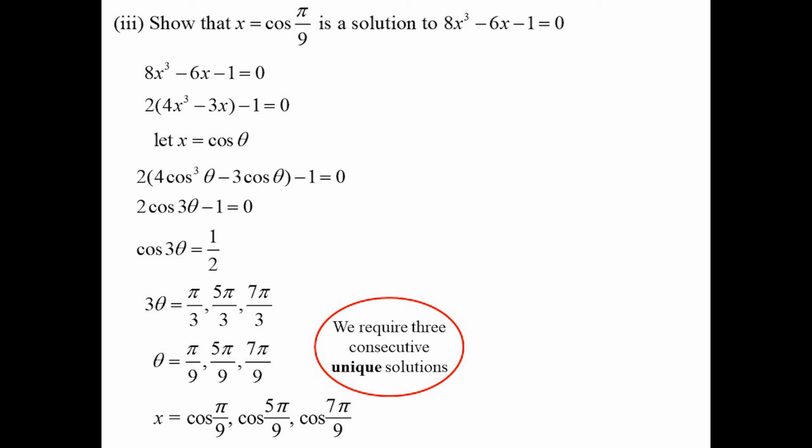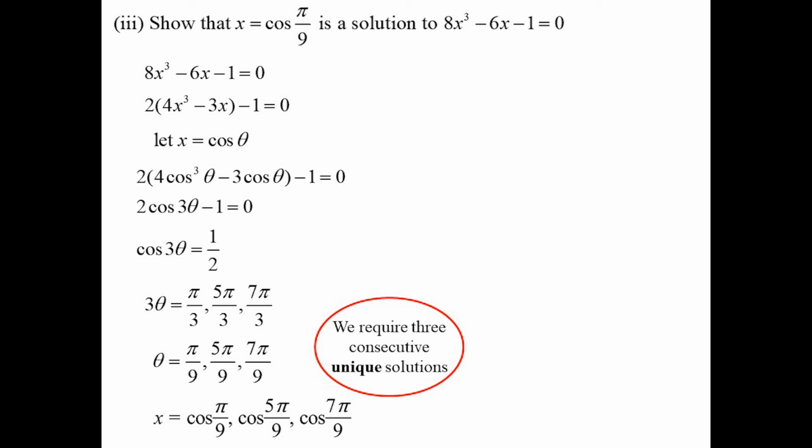In this case they are, because the cos of pi on 9 is different to the cos of 5 pi on 9, is different to the cos of 7 pi on 9, so we're fine. So there's our three answers. Well, they said show that x equals pi on 9 is the solution, so I've got one of the solutions. So there it is, pi on 9.